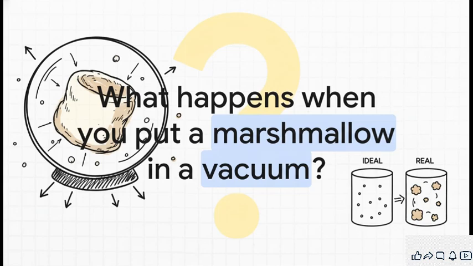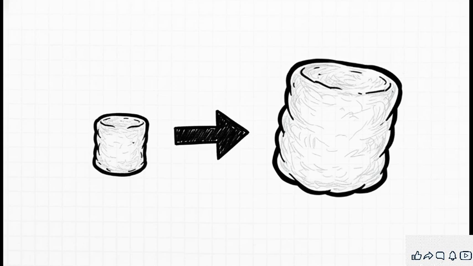So, to kick things off, I've got a kind of weird question for you. Picture this: you take a normal, fluffy marshmallow and you stick it inside a vacuum chamber. What do you think happens when we start sucking all the air out? You might think it would just sit there, or maybe even shrivel up. But nope, the exact opposite happens. The marshmallow expands. It puffs up into this giant, puffy cloud. It's seriously wild to watch.